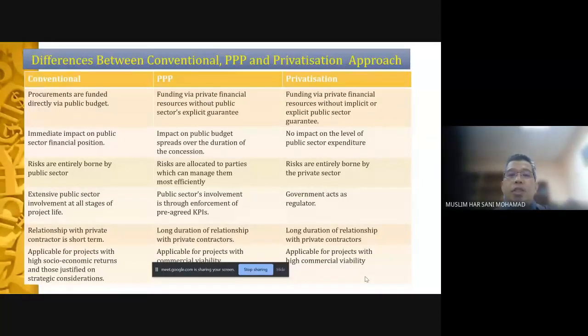Right, privatization and PPP. Privatization is applicable for projects with commercial viability. Commercial means they can generate their own revenue, and from that revenue, they can basically finance the project as well as the operation.